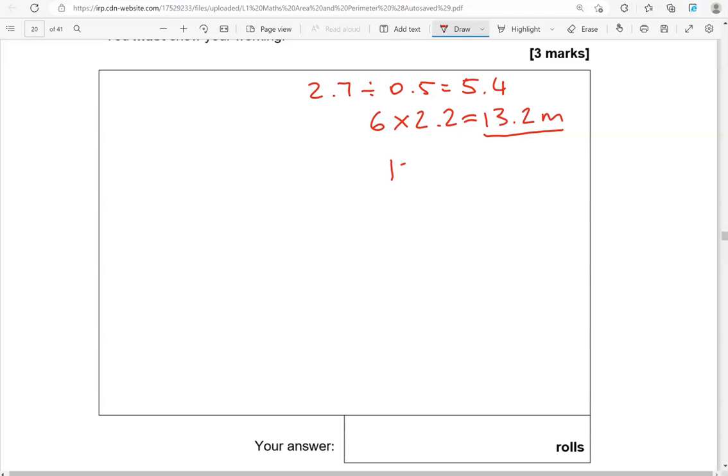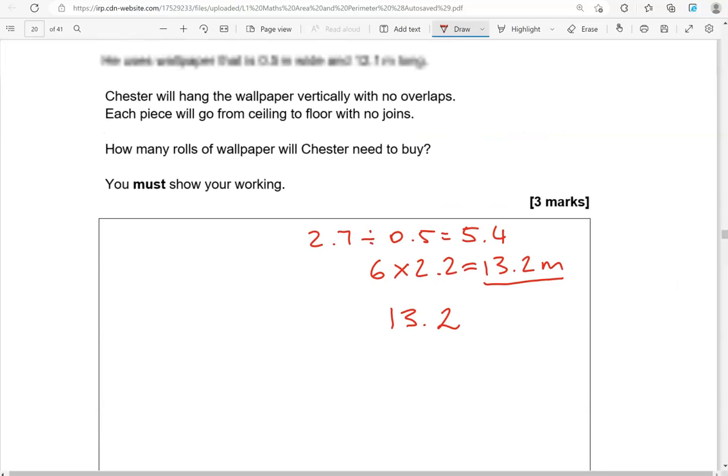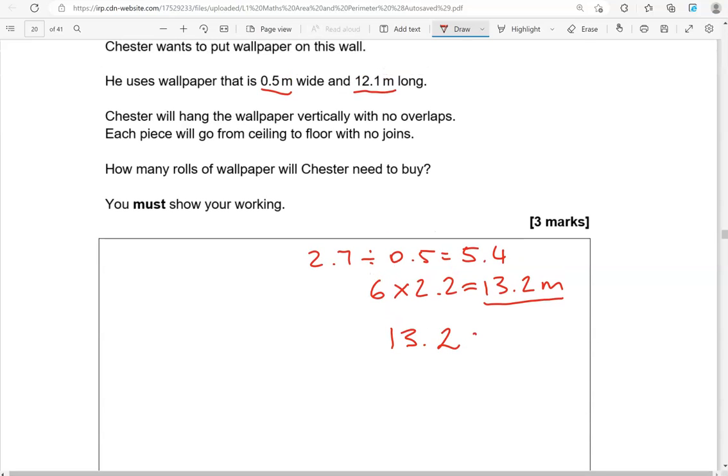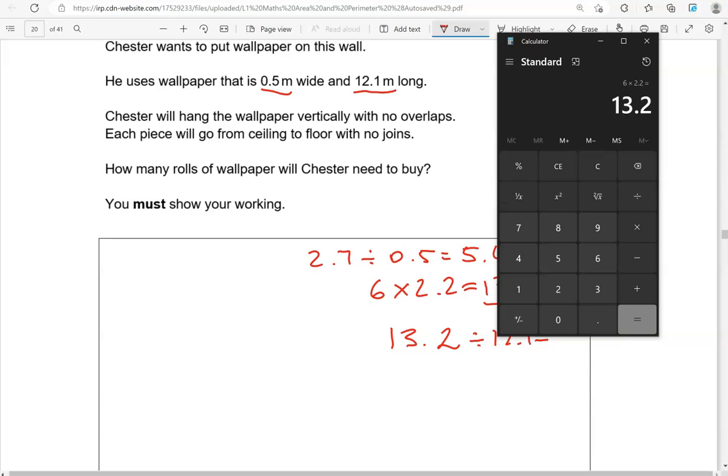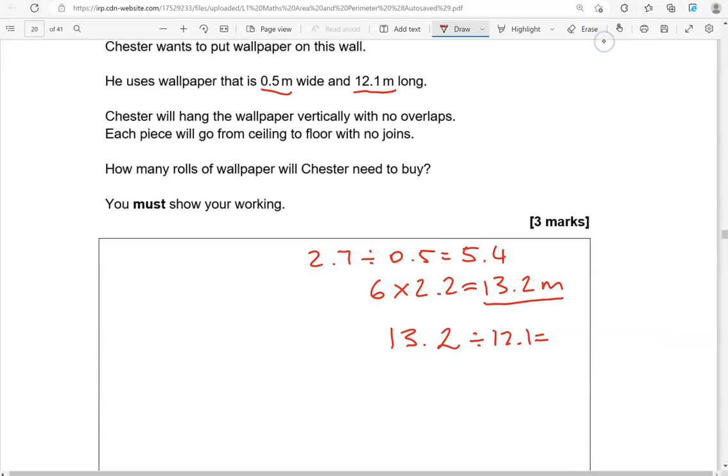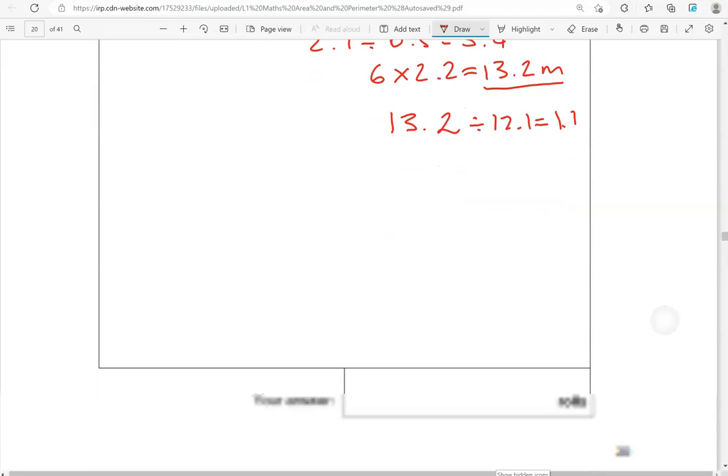What we can do is 13.2 divided by 12.1, which is about 1.1, so more than one roll is needed. I'm going to say 2 rolls.